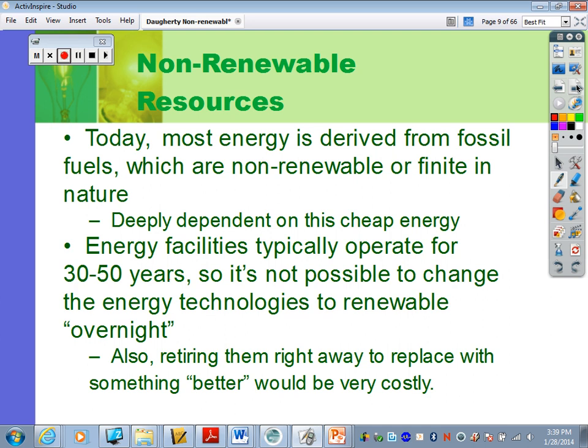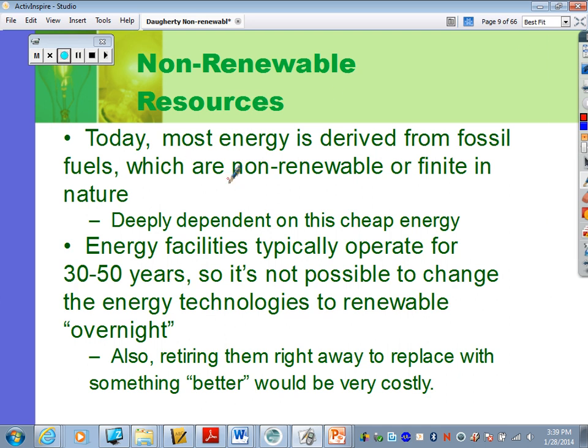Okay, so now on to a little bit more with non-renewable resources. As you probably already know, pretty much all the main energy sources that we use on the planet today do come from fossil fuels. Coal, oil, natural gas. You're going to hear me talking about those a lot today. These are non-renewable or finite in nature.